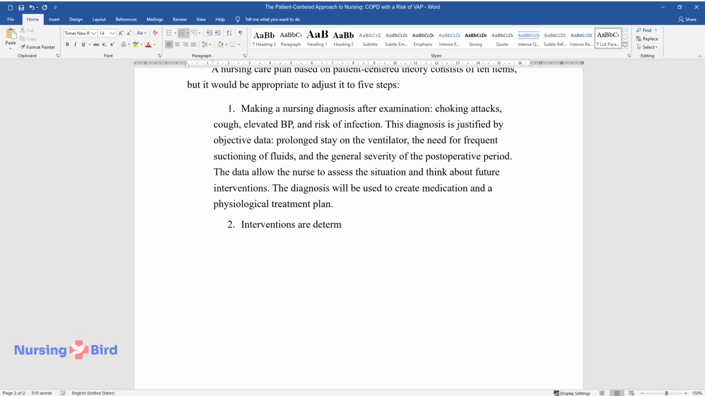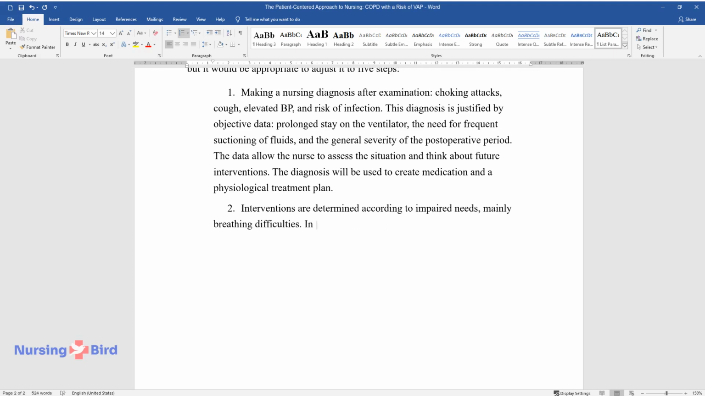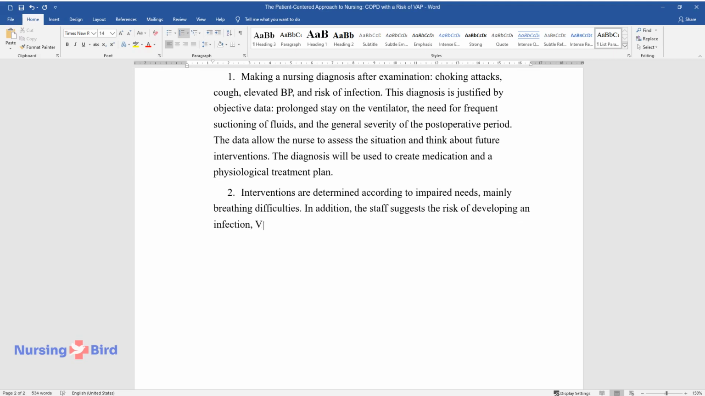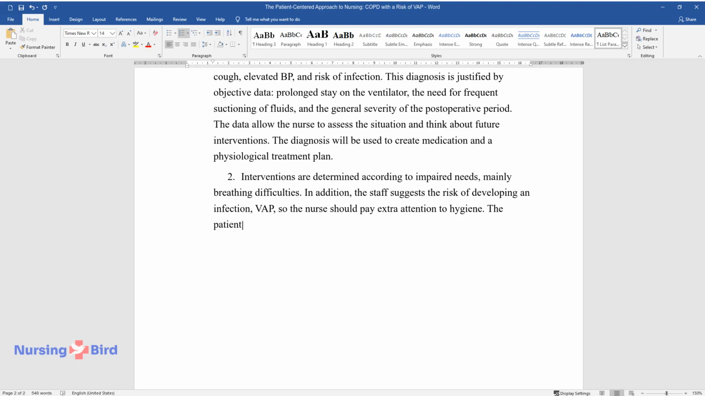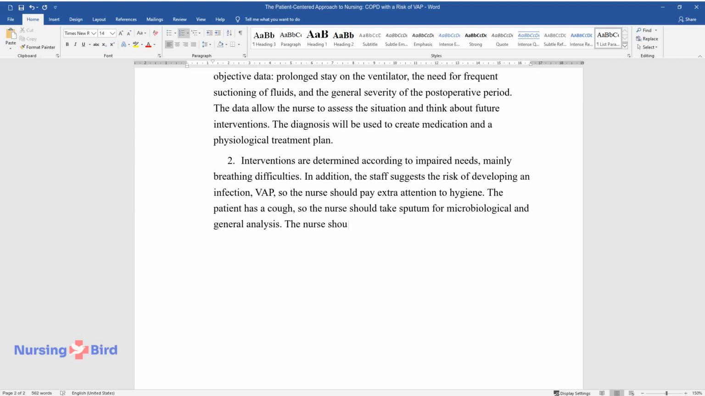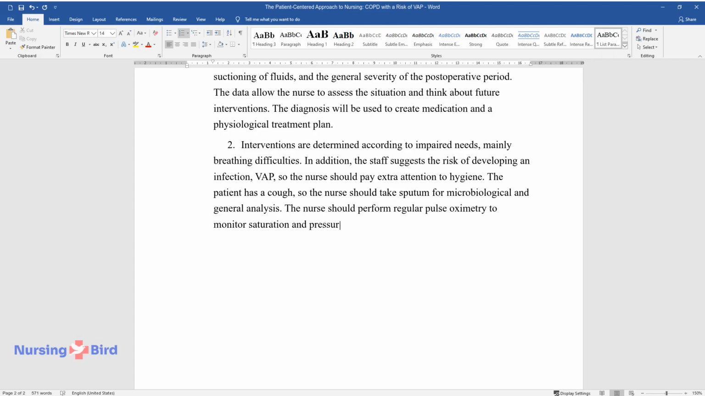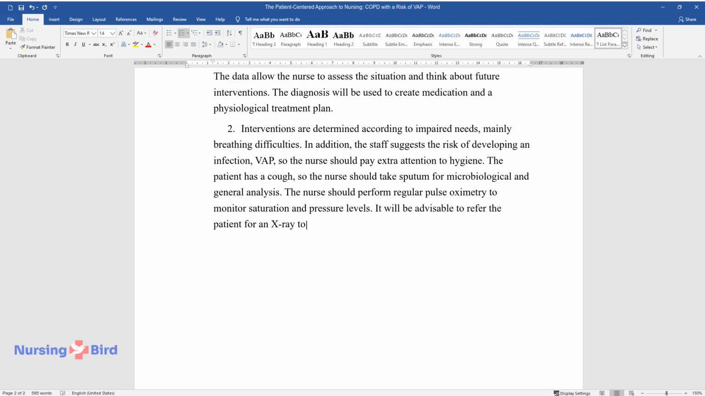Interventions are determined according to impaired needs, mainly breathing difficulties. In addition, the staff suggests the risk of developing an infection, VAP, so the nurse should pay extra attention to hygiene. The patient has a cough, so the nurse should take sputum for microbiological and general analysis. The nurse should perform regular pulse oximetry to monitor saturation and pressure levels. It will be advisable to refer the patient for an X-ray to clarify the degree of pulmonary obstruction.